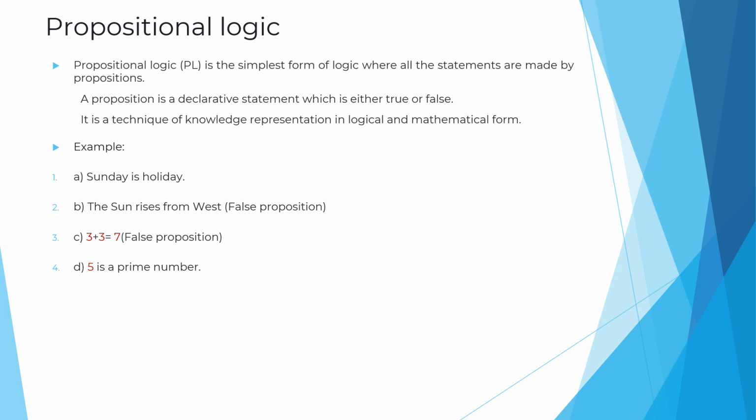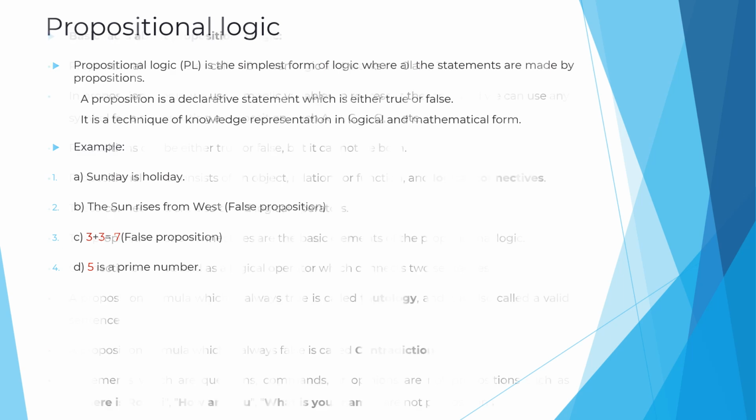So first example, Sunday is a holiday. Is it a true statement? It is called a true proposition. The second example, the sun rises from the east. Is this a false statement? So we call it a false proposition. And the third example, 3 plus 3 equals 7. So this is a false statement. We call it a false proposition. And the fourth one, 5 is a prime number. This is a true statement. So we call it a true proposition.